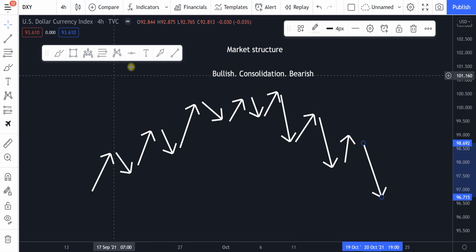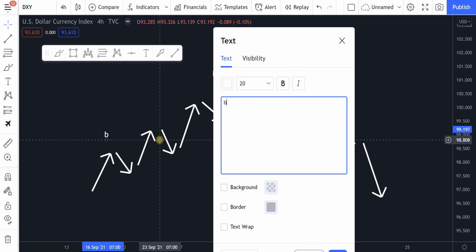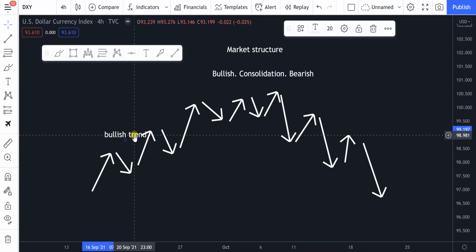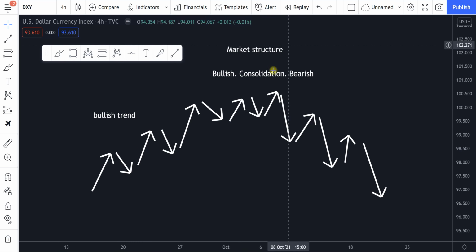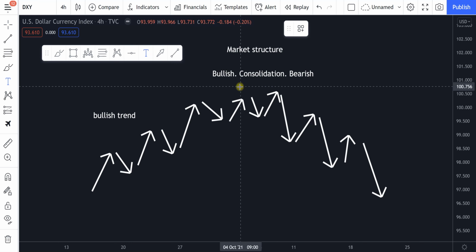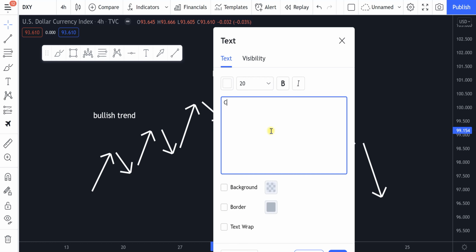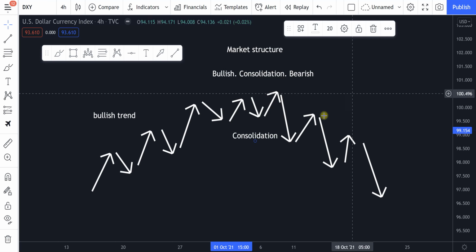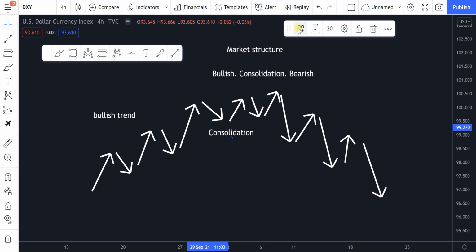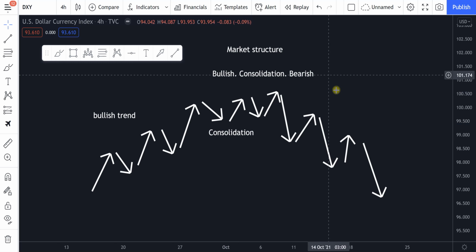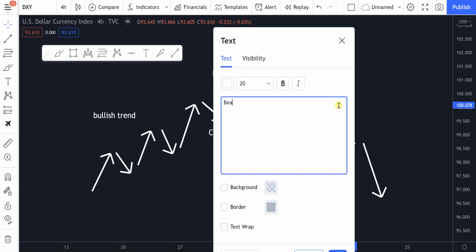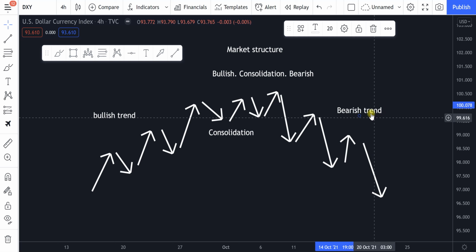So this would be your bullish trend, or your uptrend. This would be your consolidation or movement sideways. And then this would be your bearish trend.